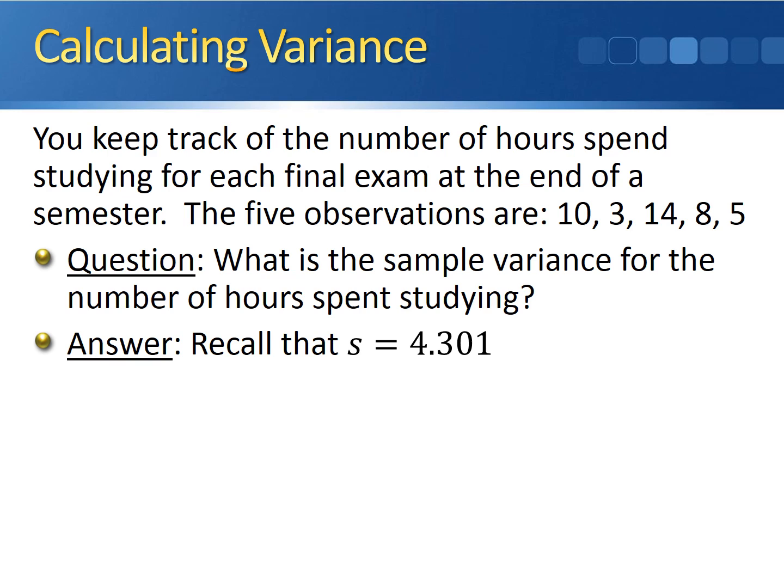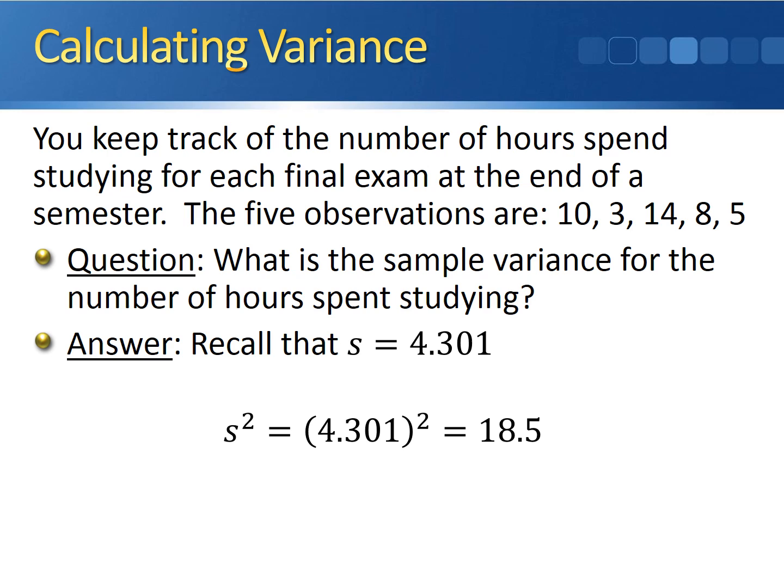Since we have this direct relationship between the standard deviation and the variance, all we need to do to calculate the sample variance is to take our sample standard deviation and square it. So the sample variance, s squared, is going to be equal to 4.301, the sample standard deviation, squared. Working this calculation out gives us 18.5. So the sample variance is equal to 18.5.